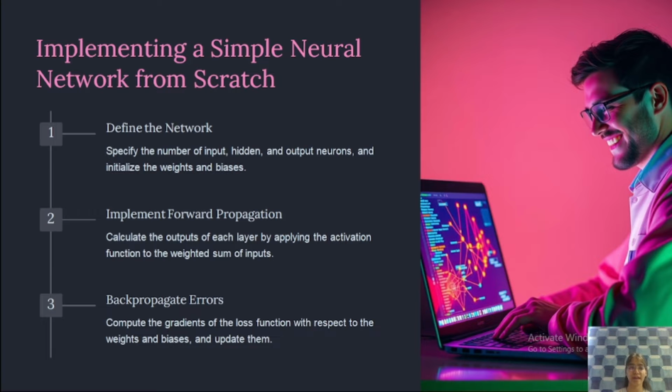You have to define the network, then implement the forward propagation, then implement the backward propagation of errors. First, you have to define the network, specify the number of input, hidden, and output neurons, and initialize the weights and bias. Then you have to calculate the output of each layer by applying the activation functions to the weighted sum of the inputs. Then you have to compute the gradients of the loss function with respect to the weights and bias and update them. So this is the basic method for implementing a simple neural network from scratch.